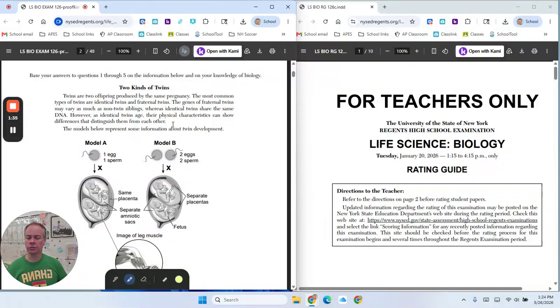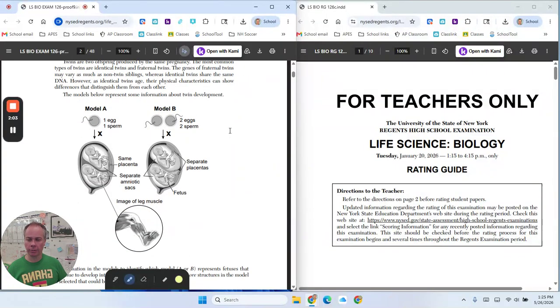If you like to use highlighters, it might be helpful to highlight key information that you see there. But what is so important is you have to read these things. A lot of times students will just skip over or skim the introduction to these clusters or not really read it, but there is often key information that you need in these introductions. So we've read that. We continue on. The model below represents some information about twin development.